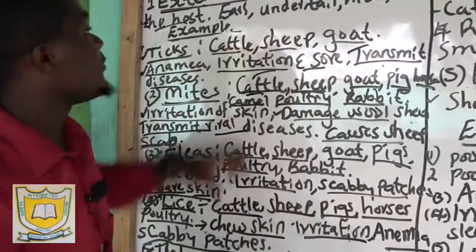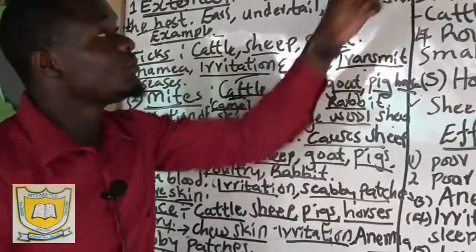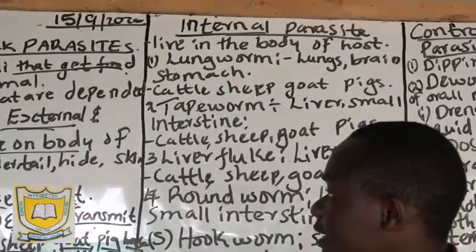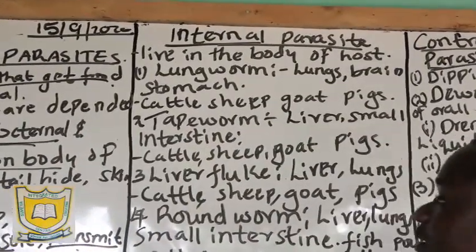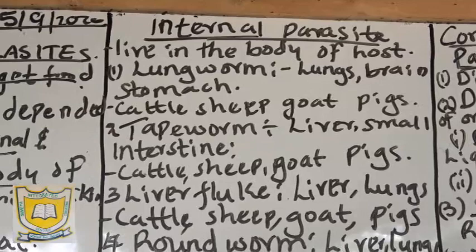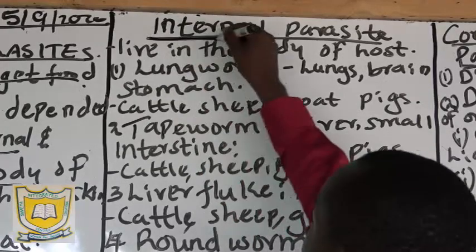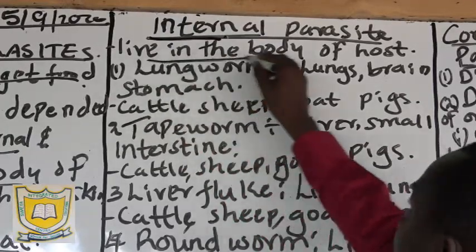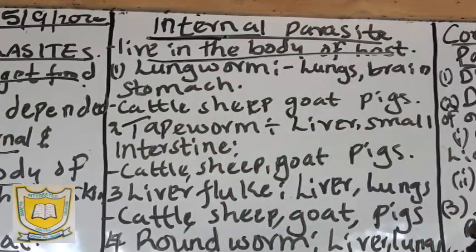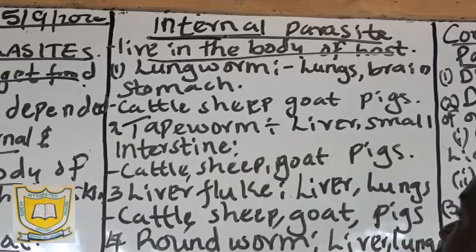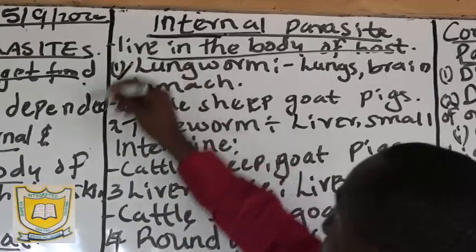Now, this is all about external parasites. We move to internal parasites, and I already said external parasites live on the body of the animal. Now, when we move to what we call internal parasites, from the term internal, it means they live in the body of the hosts. So they are found inside the body of the host. What are the examples of these internal parasites? Number one, we talk about the lungworm.